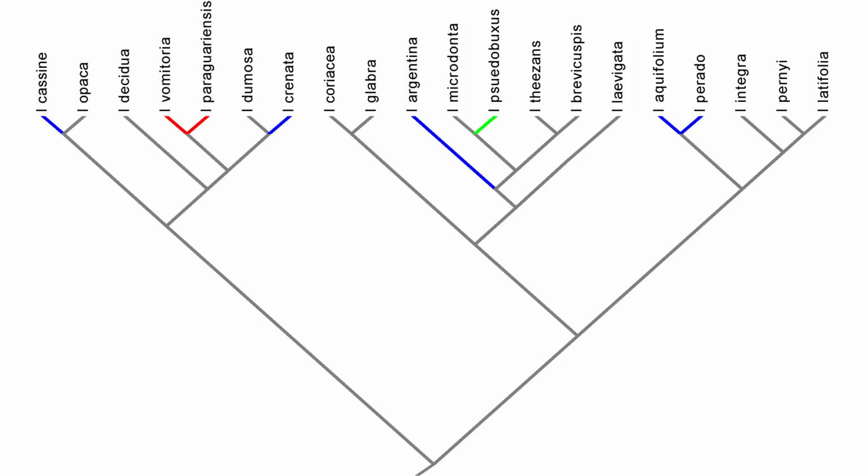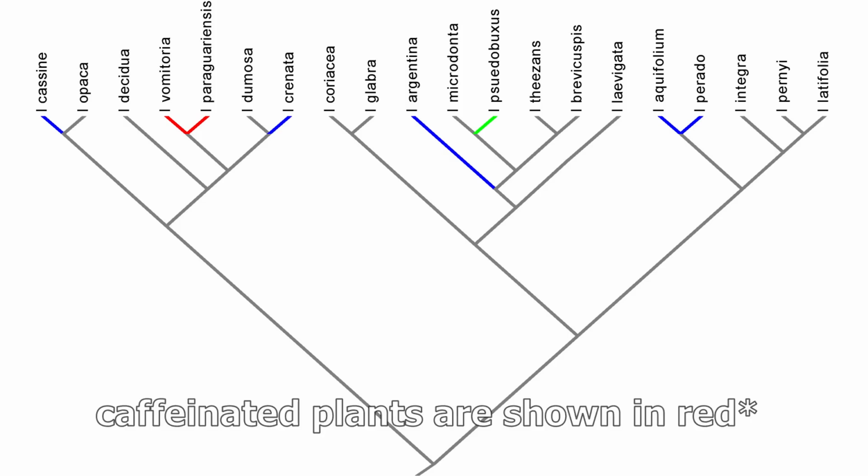Alright, I also have this phylogenetic tree. This one is a little less detailed, but it's useful to see the relation between all of the holly plants. You can see that Vomitoria and Paraguayensis are the most closely related to each other, and they are also the only 2 caffeinated ones. And like I showed through that graph, simply put, caffeine is synthesized one way by 3 plants and synthesized another way by 3 other plants.